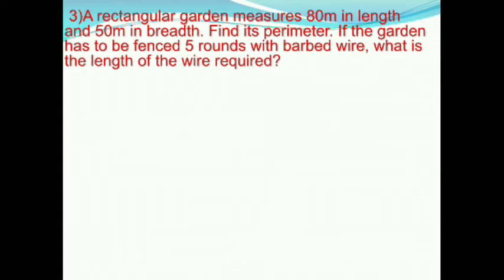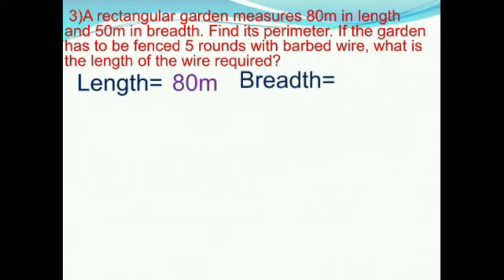What is the length of the garden? Yes, it is 80 meter. What is the breadth of the garden? Yes, it is 50 meter. To find out the perimeter of rectangular garden, which formula we can use? Yes, it is 2L plus 2B.